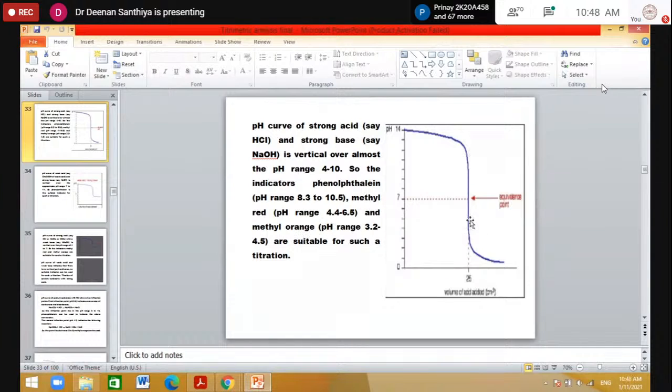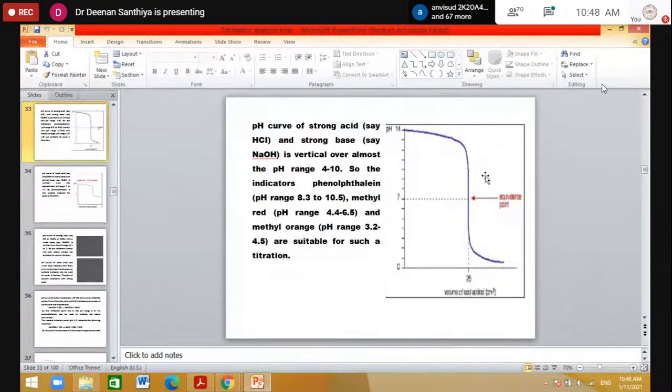This sudden jump shows that, if you see here, this is a 4. If you take 4, only methyl orange can be used for strong acid and strong base. This is actually the potentiometric titration curve. So this is helpful to choose an indicator. This is how the indicators are chosen.